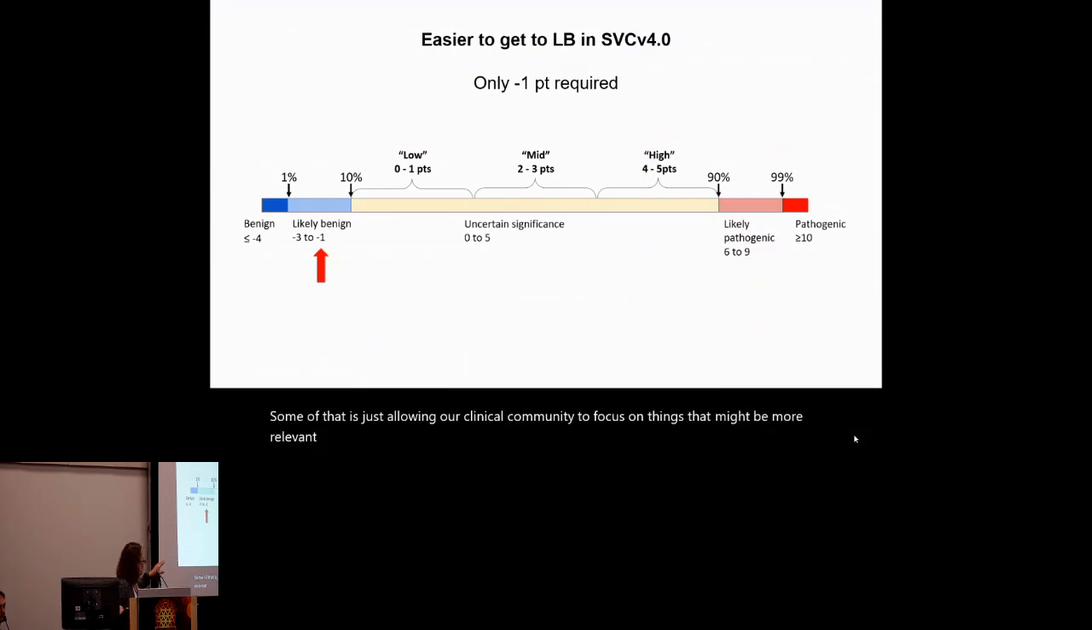So one, it'll actually be easier to get to likely benign in the new framework. We allow only 1 minus point to get to likely benign. And some people are a little freaked out about that, but the truth is, for wide scale testing where there's a low prior probability, most variants have a 90% chance that they're benign, I can tell you. So this will better match what's truly happening.